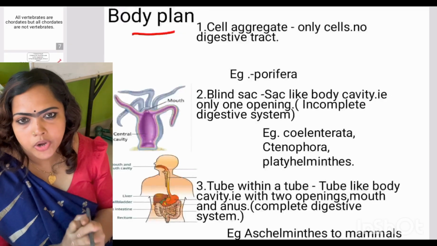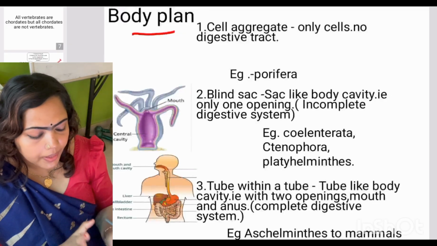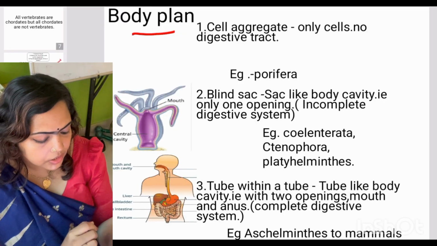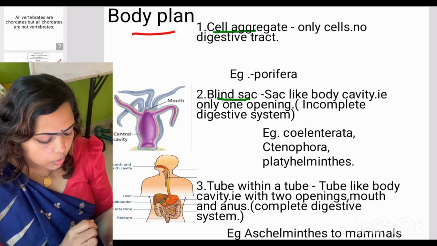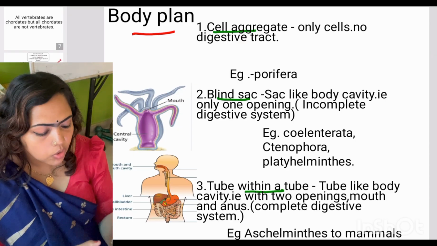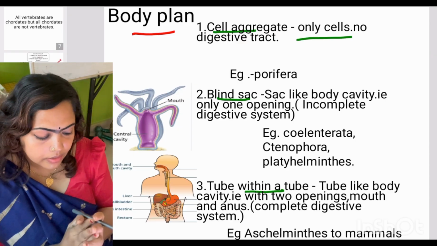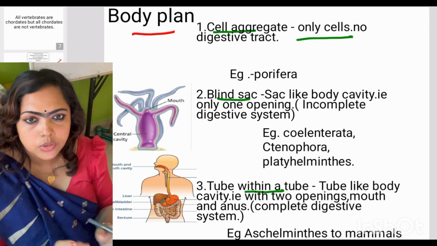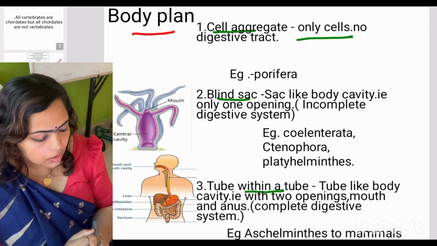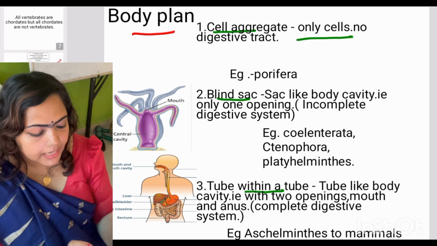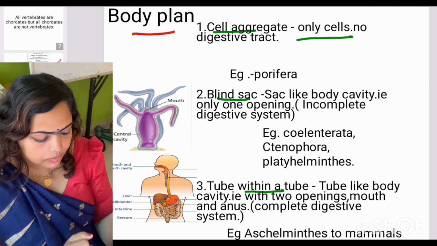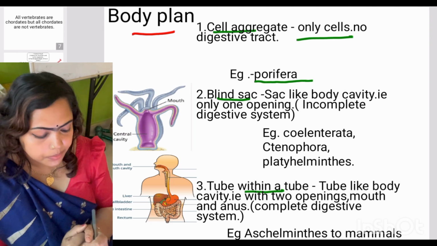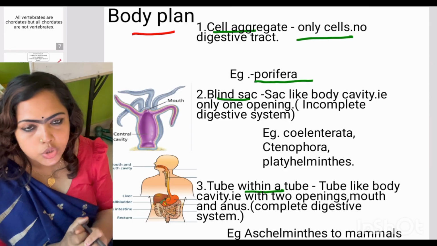And next is the body plan. Body plan has three types: cell aggregate, blind sac, and tube within a tube body plan. In the cell aggregate plan, only cells are present and there is no digestive tract. Body cavity is there, but the digestive tract or alimentary canal is absent. Such a body plan is called cell aggregate body plan. Example, porifera.